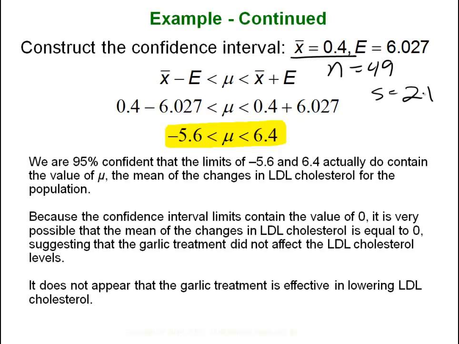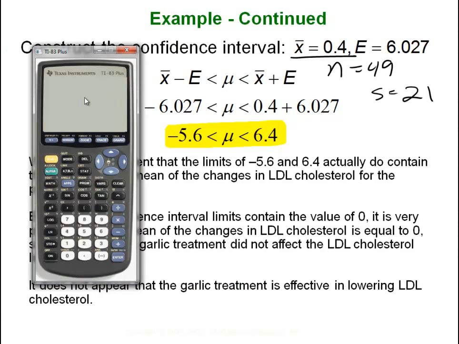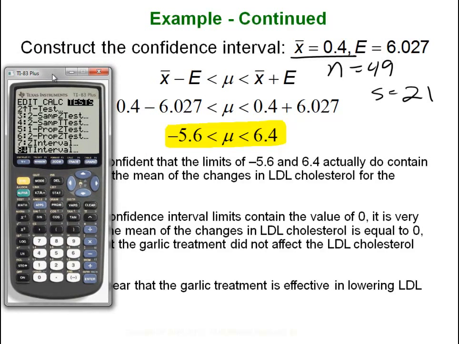We did all this with the formulas, but what if we wanted to do it with technology? We'll start with the calculator. Go back to our stat menu, over to tests. We're still doing a confidence interval, but this time we're doing a t-interval, because we're dealing with a t-statistic since we don't know the standard deviation of the population.